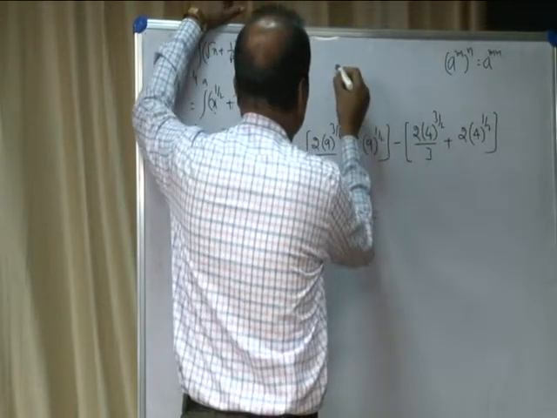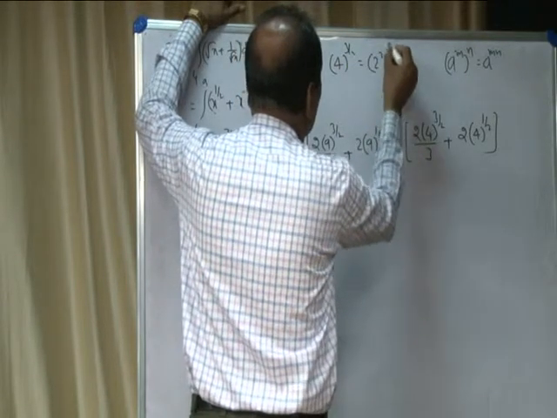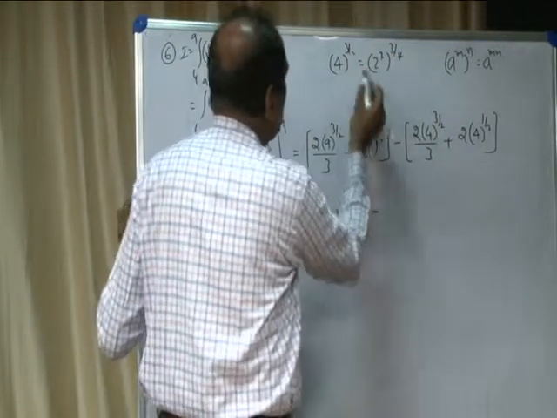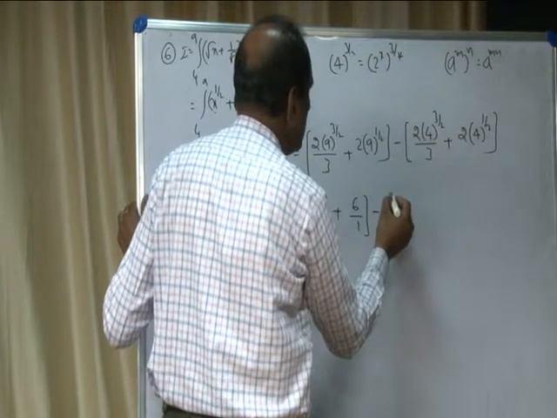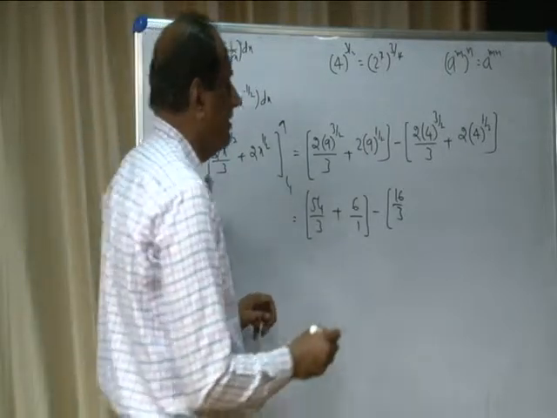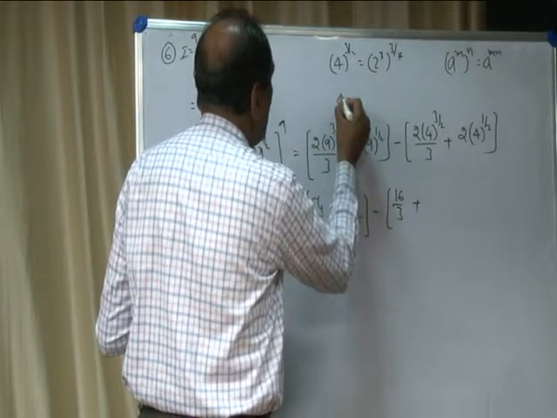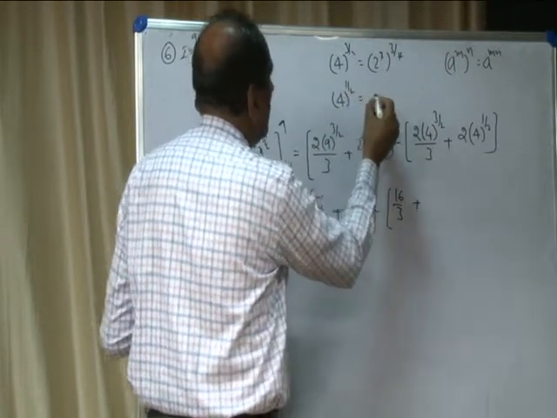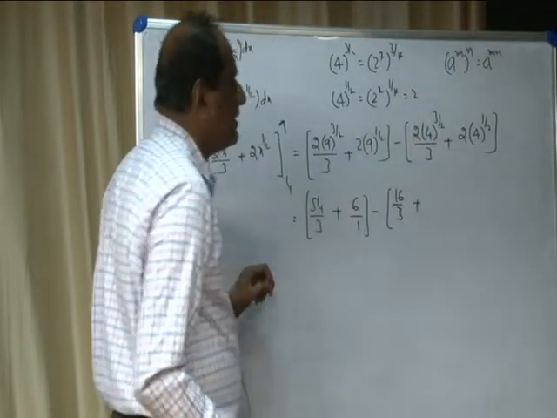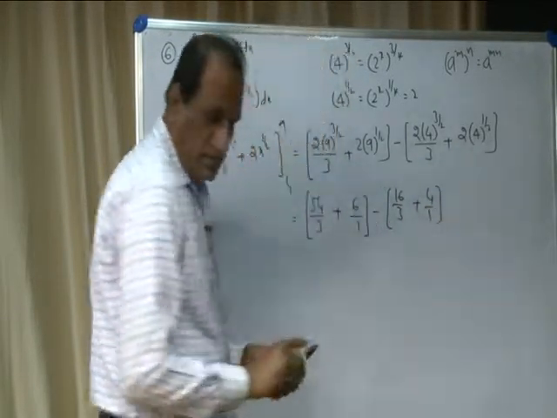4 to the power of 3 by 2, that is (2 square) whole power 3 by 2, the 2 cancels, 2 cube is 8, so 4 power 3 by 2 is 8 into 2, 16 by 3. Again plus 4 power half means 4 is 2 square, power half, the 2 cancels, 2 power 1 is 2, 2 into 2 is 4, its denominator is 1.